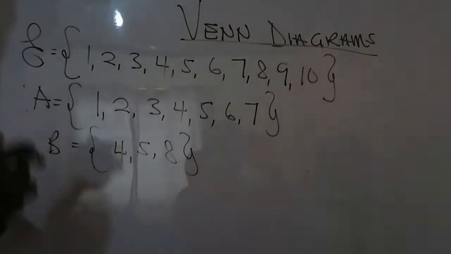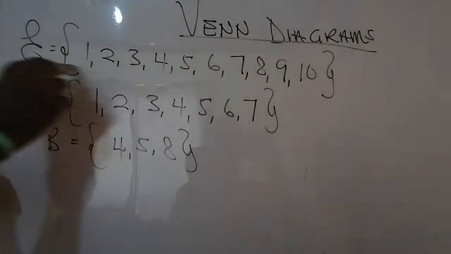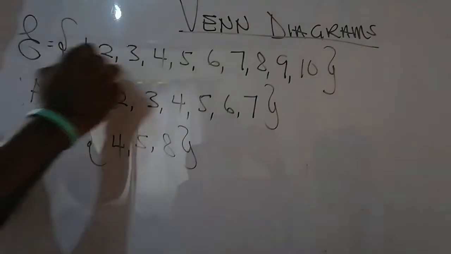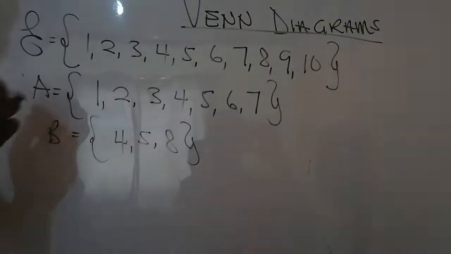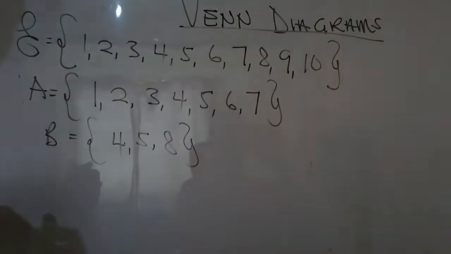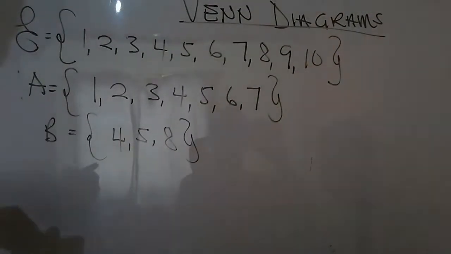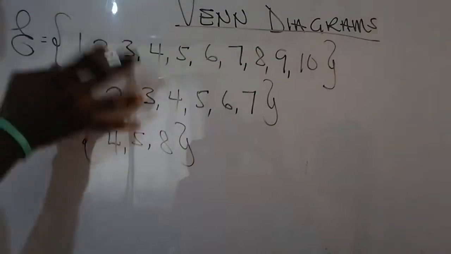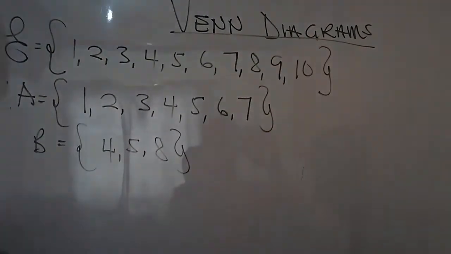So, let's say we have this set. This is my universal set having the elements 1, 2, 3 up to 10, and I have set A having the elements 1, 2, 3, 4, 5, 6 up to 7, and then set B has the elements 4, 5, and 8. I want to represent this set on a Venn diagram.